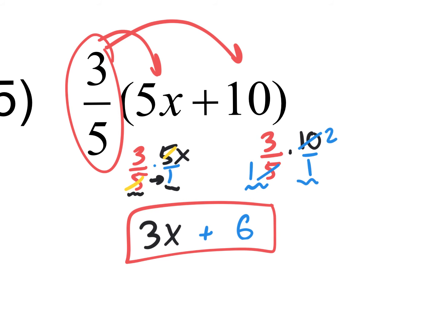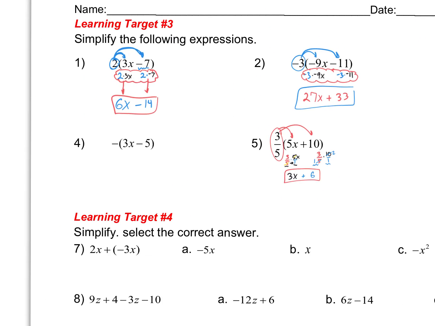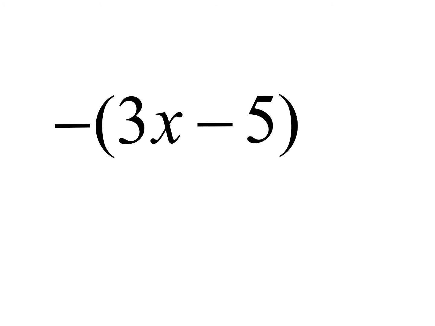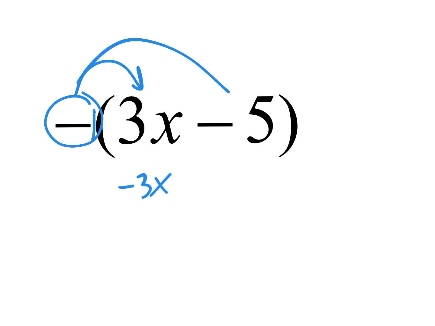Do you get it? Yes. Good. What if, how about this one? It's so easy, you might get confused. What about that one? Anybody, go for it. The negative has an invisible 1. So you could say the negative has an invisible 1. Let's distribute negative 1 times 3x. It's negative 3x. Negative 1 times negative 5. That's positive 5. We're done.